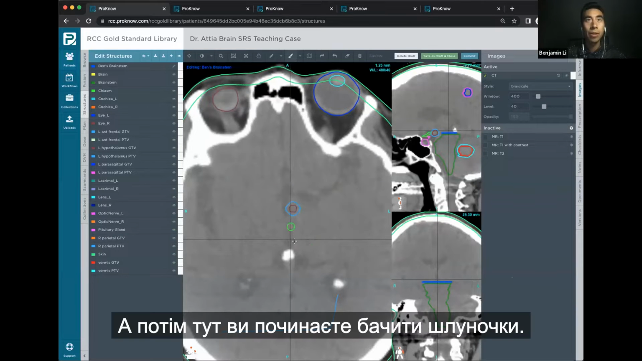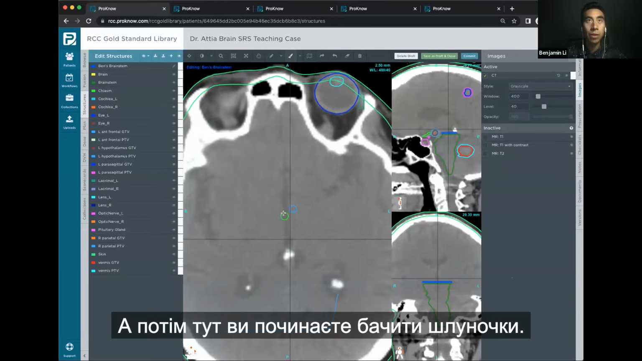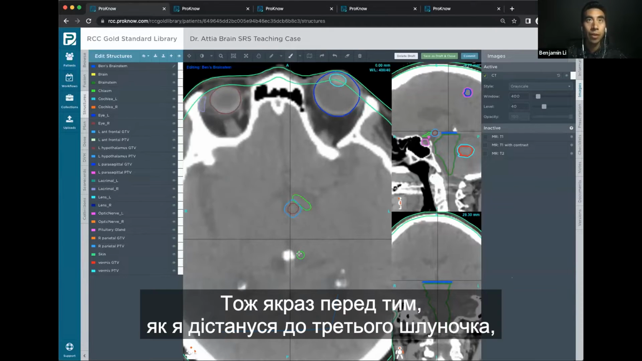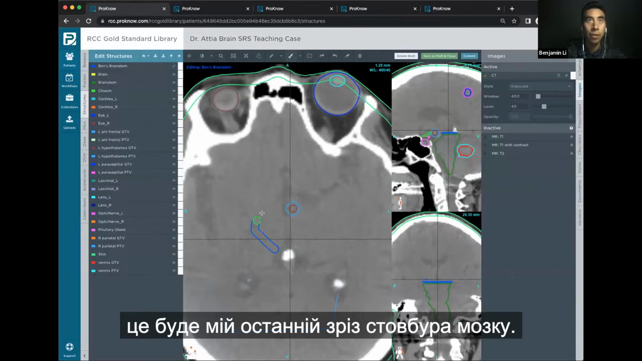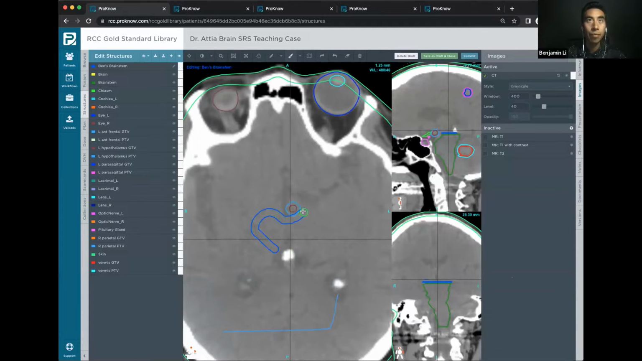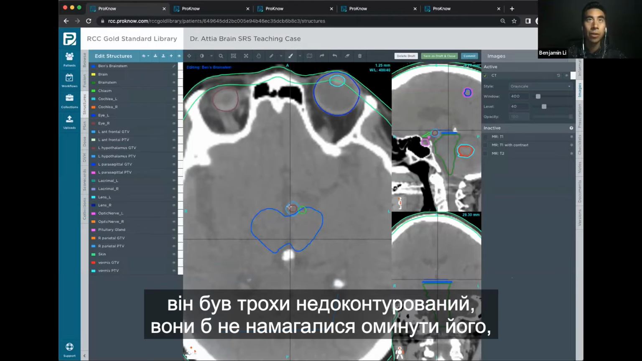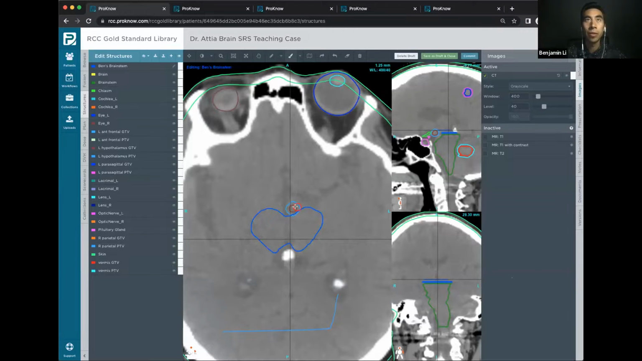And then up here, you start to see the ventricles. So here you can see the third ventricle clearly. It's this darker area. So right before I get to this third ventricle will be my last slice of brainstem. So see on this case, maybe even it was slightly under contoured, they wouldn't have been trying to spare it when they're treating this lesion.